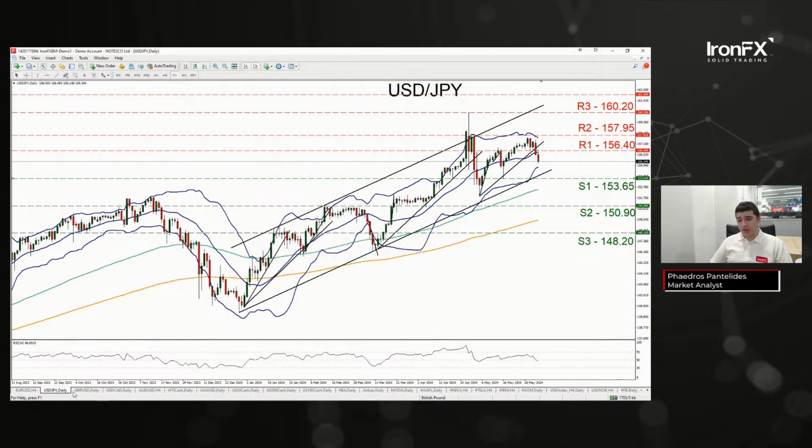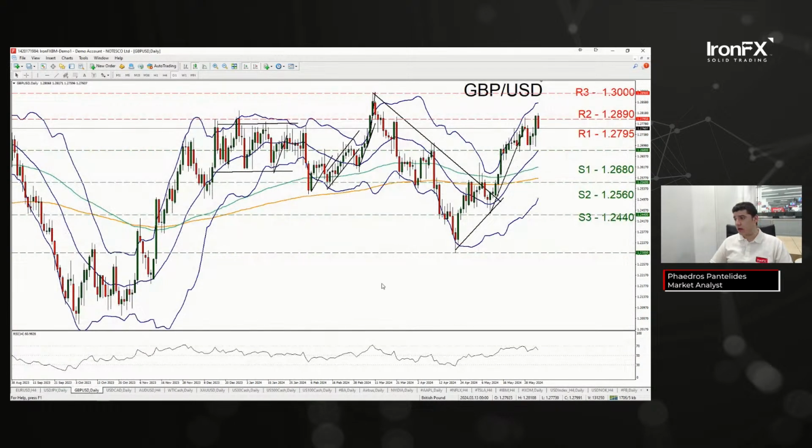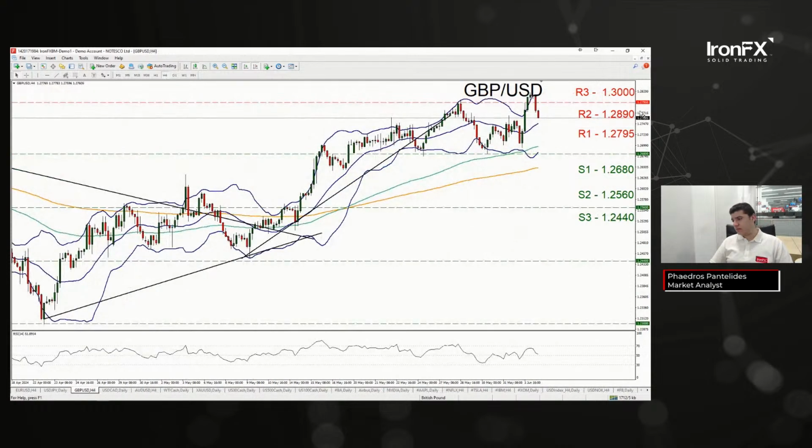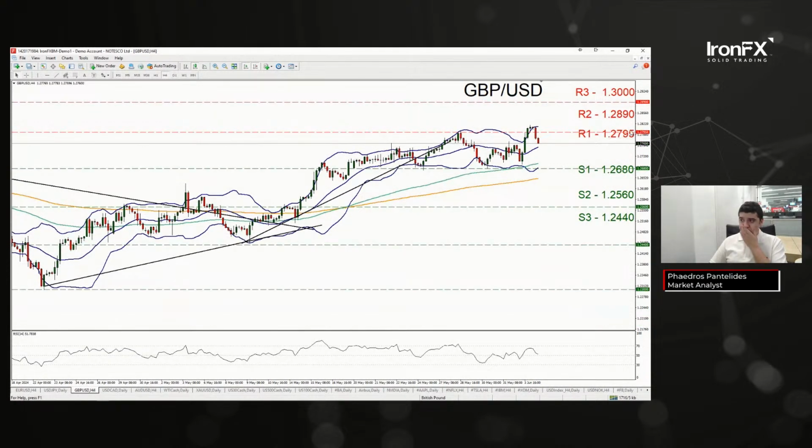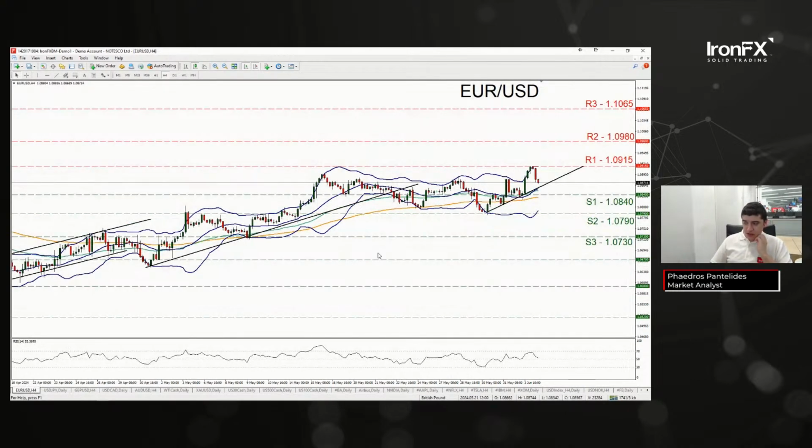Moving on to cable, so the British pound against US dollar, slightly created a new higher high, might be bouncing to this level here. RSI is at 50, so it does imply neutral market sentiment, but it looks to be the same with the euro. The euro appears to be more bullish than the British pound, I'd say.